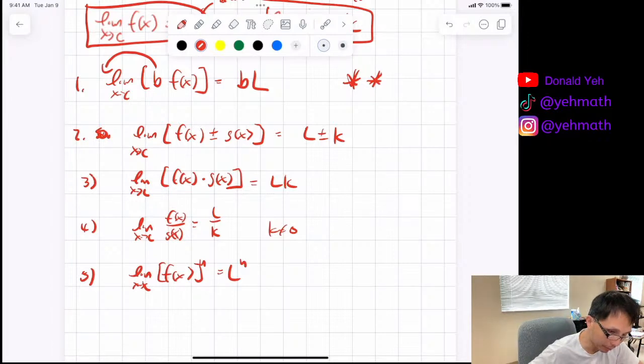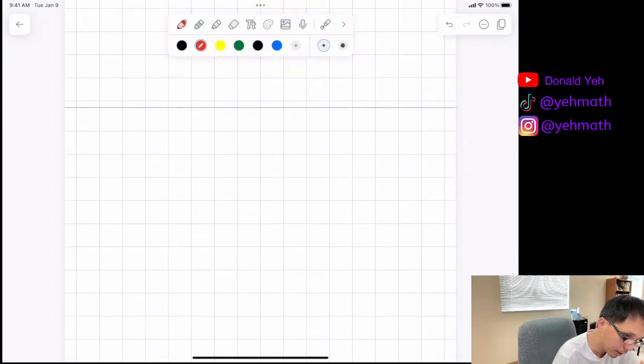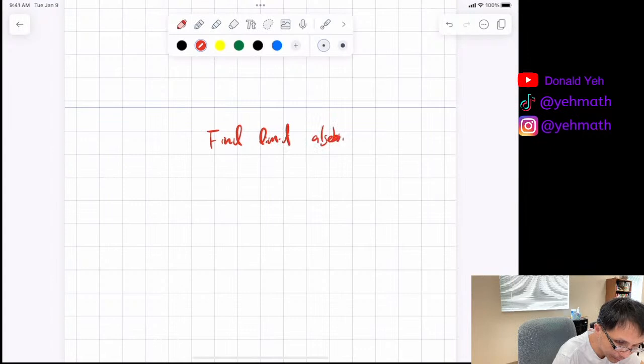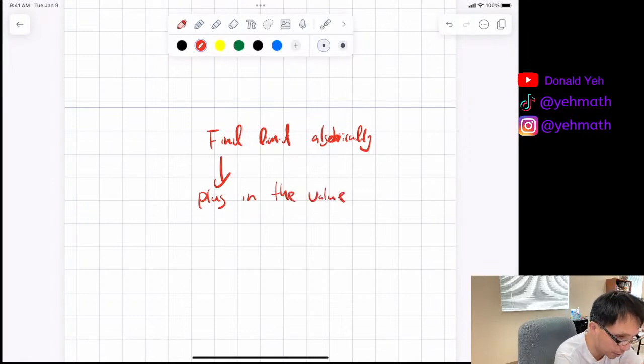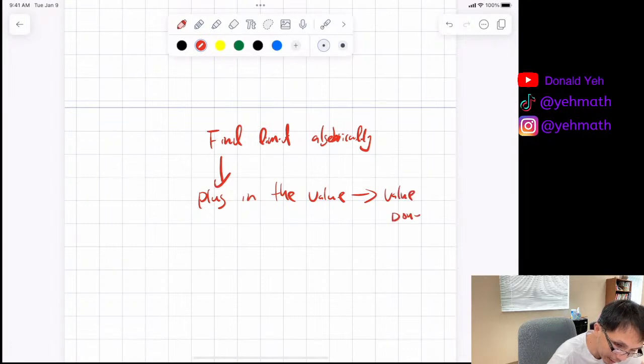So first thing about limits: how do we find limits algebraically? First thing is plug in the value. Always plug in the value. Plug in that x approaches 2. So for example, if you get a value, you're done. And I'm going to show you that example.